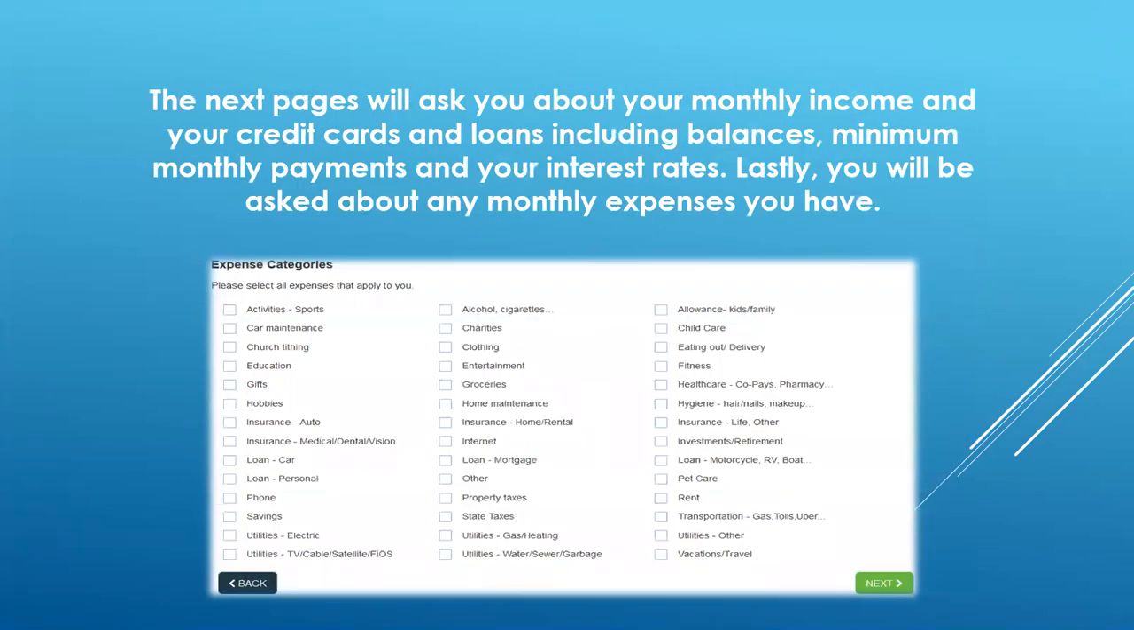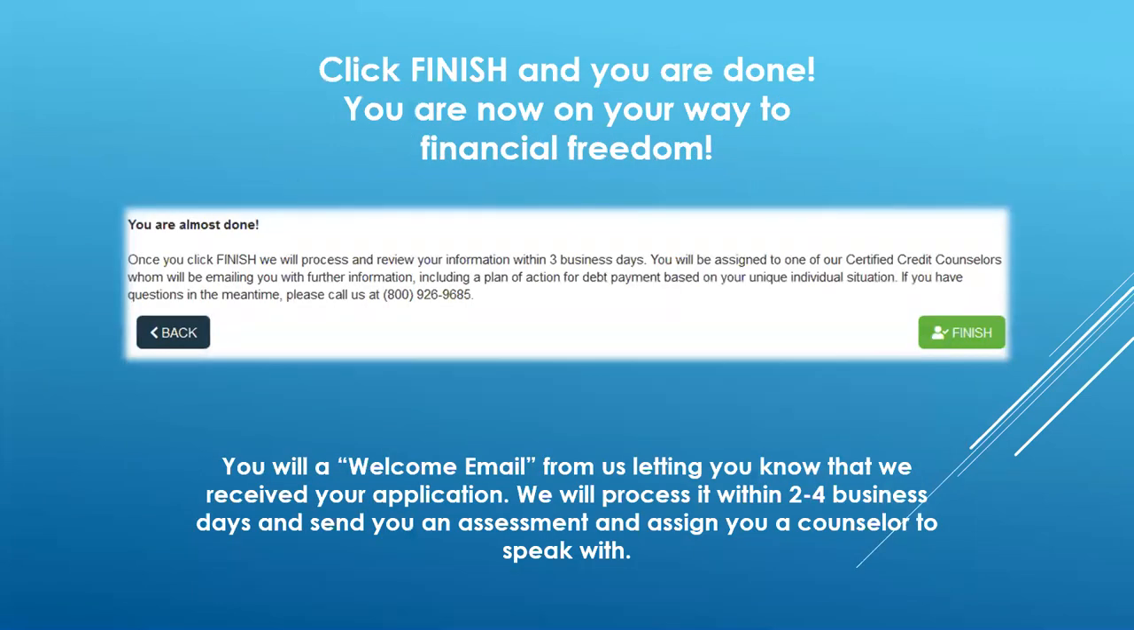The next pages will ask you about your monthly income and your credit cards and loans, including balances, minimum monthly payments, and your interest rates. Lastly, you will be asked about any monthly expenses you have. Click Finish and you are done. You are now on your way to financial freedom.